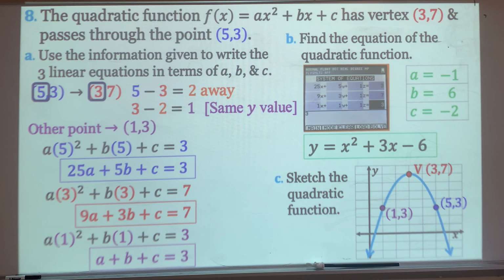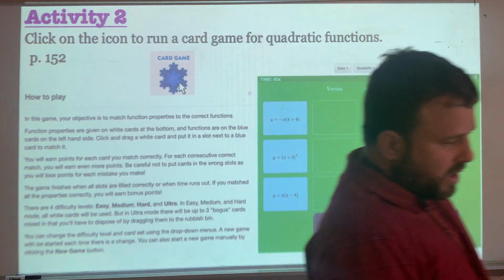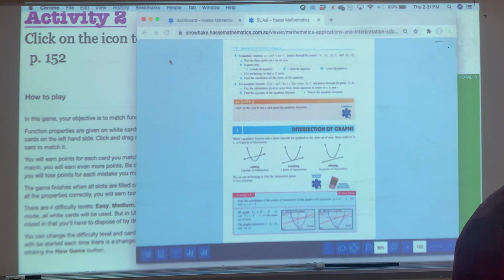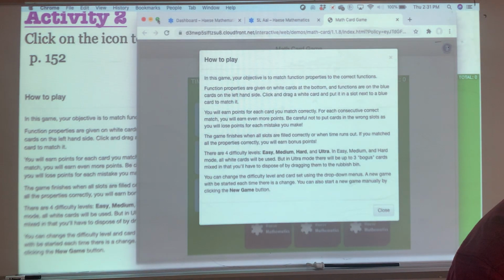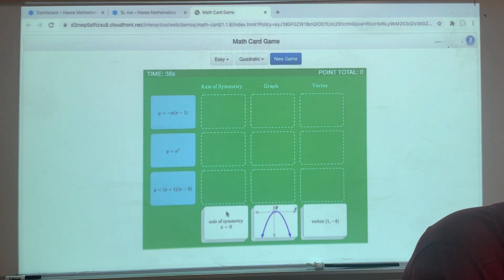All right, nice, exactly. All right, last one. Activity. We're not really going to complete this activity, but what I would like to do is just show you how the activity works for you guys to complete on your own if you'd like. Now, this is just a card game. If you go to page 152 and click on the card game activity right here, it will bring you to the card game, give you instructions, and then show you how to play. What you're going to do is match things up here.